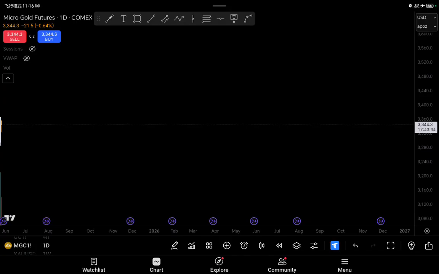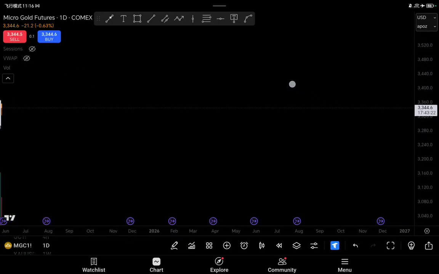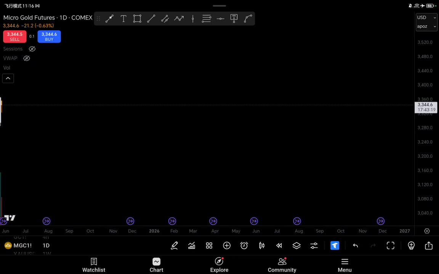So market movement is very simple. We have to understand the market phase that we already went through, and then go through the structure in the phase, how the market phase is being formed.